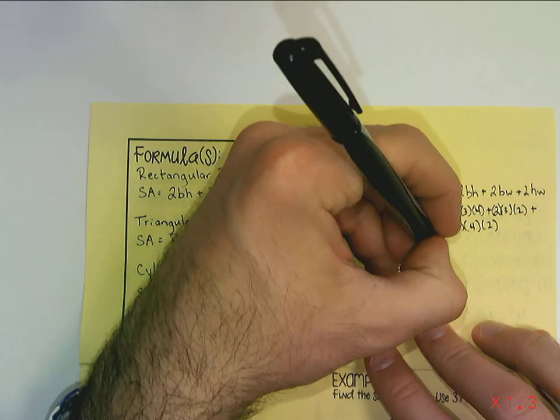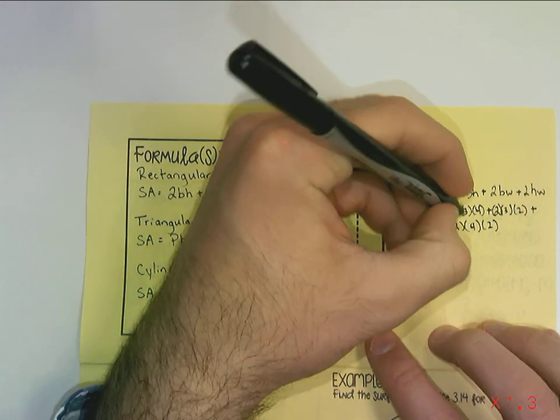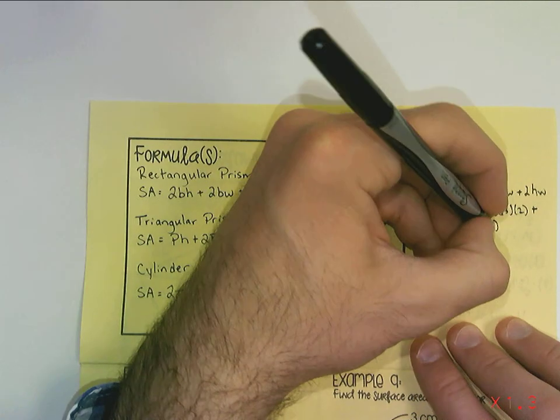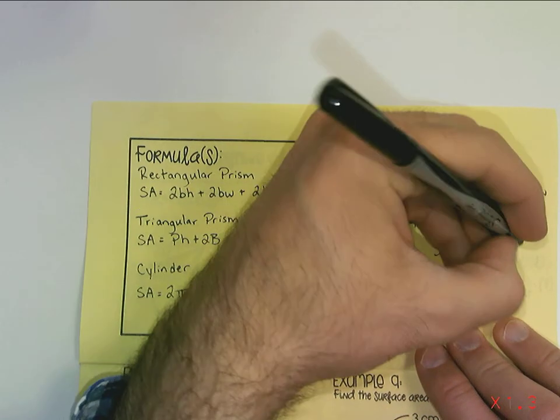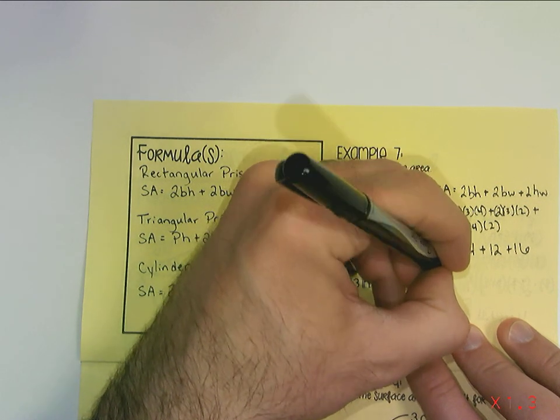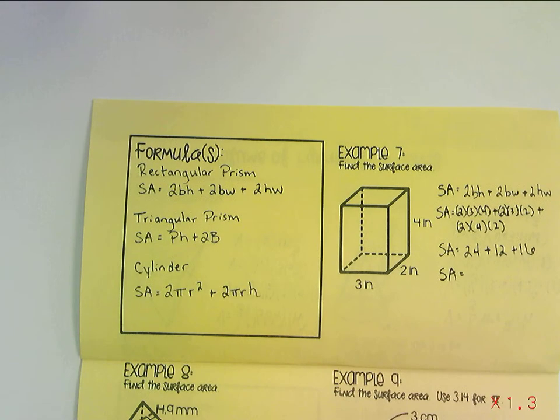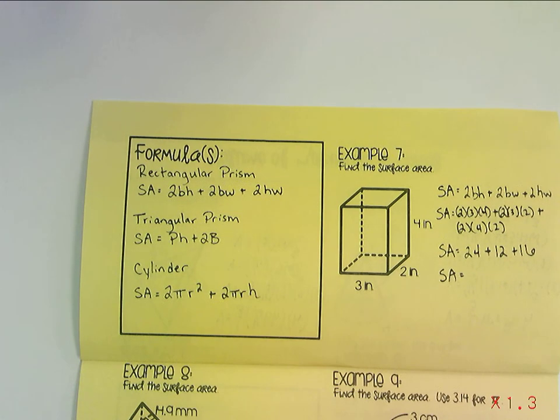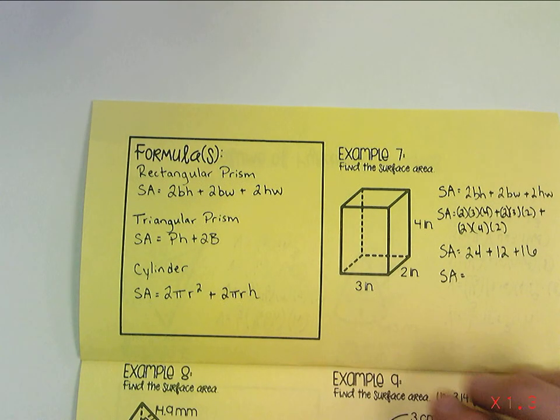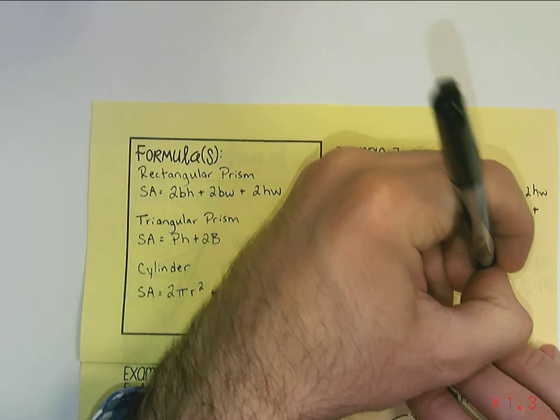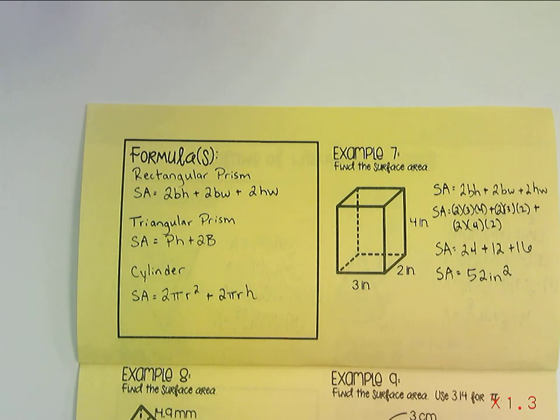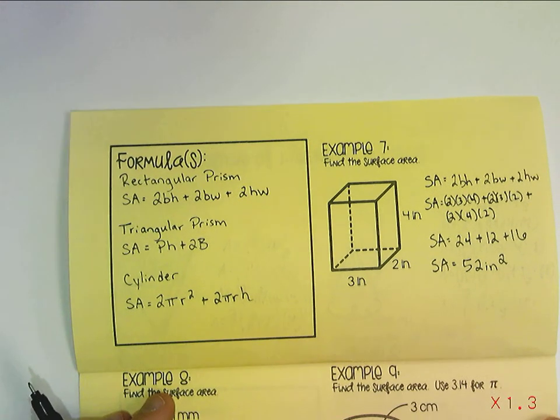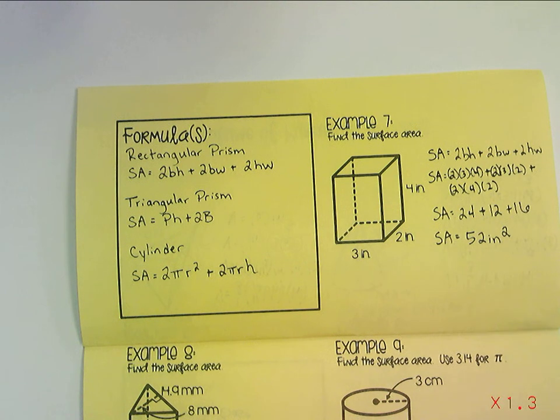Well, 2 times 3 times 4. Some of these we can just do mental math. 2 times 3 times 4 is 24. Plus 2 times 3 is 6 times 2 is 12. 2 times 4 is 8 times 2 is 16. So the surface area would be 24 plus 12 plus 16 is 52, I believe. Yep. 52 inches squared. Now remember, these are squared because we're finding area. How I remember that is squarea. Just another goofy thing I say for you to remember.